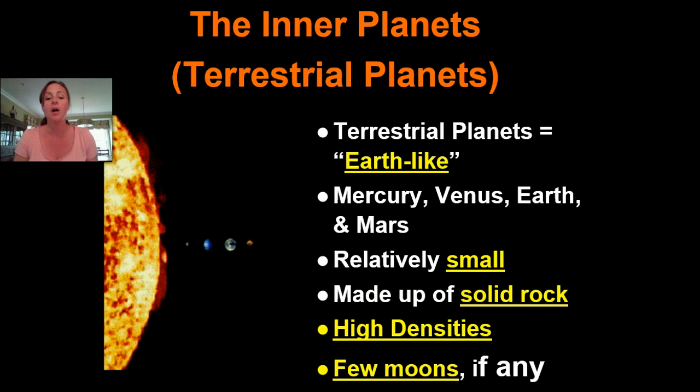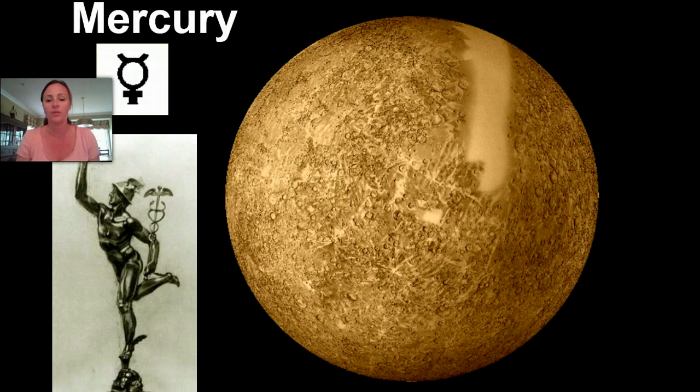They're relatively small planets. They're made up of solid rock. Their densities are very high because they're made of solid rock. And they have very few moons, if any at all. So again, when we talk about the inner planets, we're talking about the planets that are closest to the sun, and they are Mercury, Venus, Earth, and Mars. Let's look at them a little more closely.